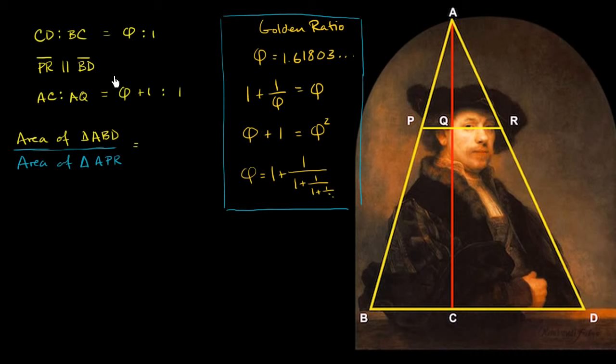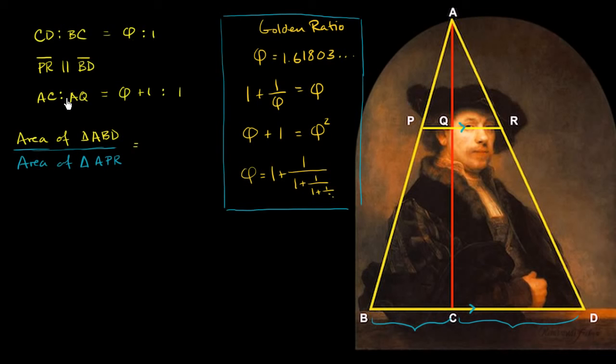So this is what we know, what we're being told about this painting. This is quite fascinating. The ratio between the length of segment CD and BC is phi to 1. So you drop an altitude from this larger triangle, this ratio, the ratio of the length of CD to BC, that's phi. So clearly Rembrandt probably thought about this. Even more, we know that PR is parallel to BD. We've actually constructed it that way, so that is going to be parallel to that right over there.